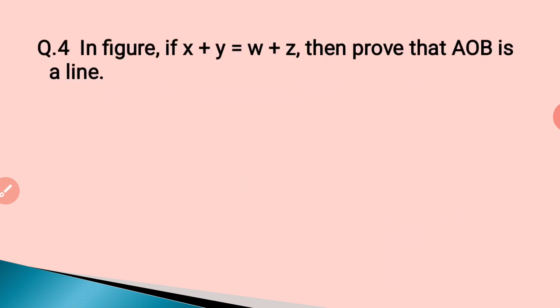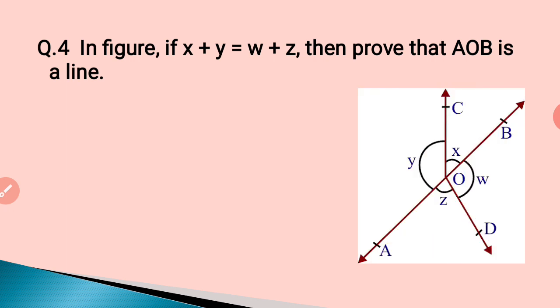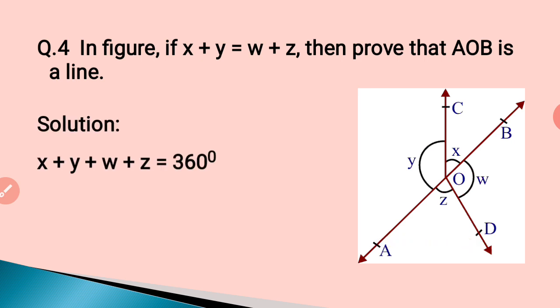Next, question number 4. This is the figure in which we are told that if x plus y equal to w plus z, then we have to prove that AOB is a straight line. Now, we can say that x plus y plus w plus z equal to 360, they form a complete angle. So, the measure will always be 360 degrees.